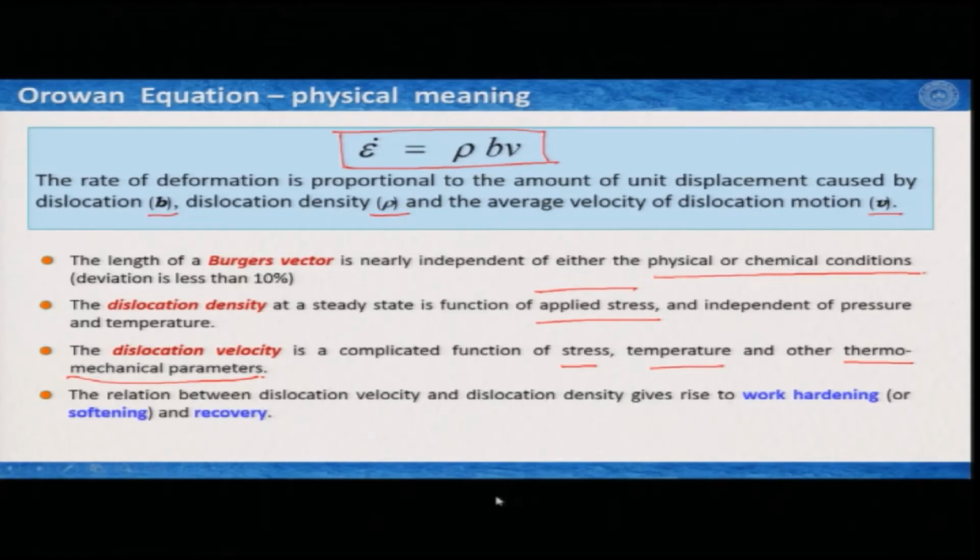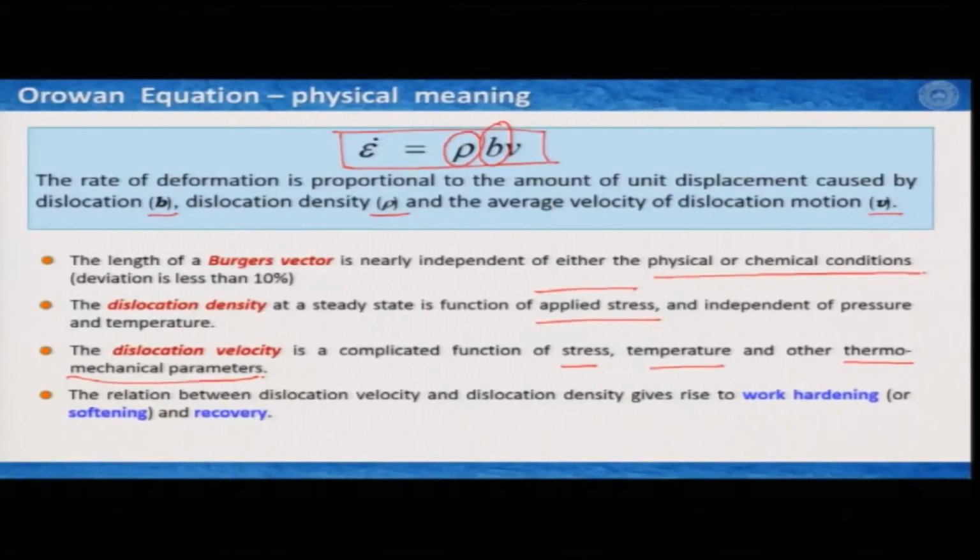We will not go into the details of this, but in summary, the Burgers vector in this equation is some sort of constant, a function of the material or the crystal we are using. Dislocation density rho is a function of the applied stress, and dislocation velocity is a function of the applied stress, temperature and several other parameters. Now, if we consider all these three, and we have to achieve a strain in the system, then there is a competition between two processes: how does a crystal or an aggregate of polycrystals accommodate strain within themselves.